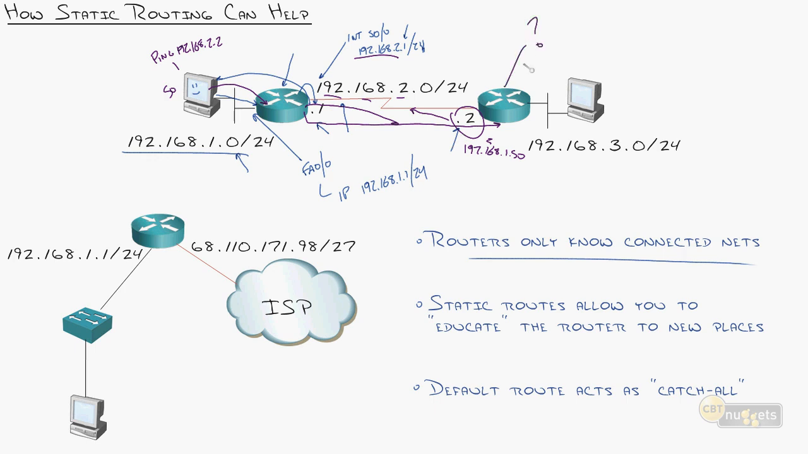He's like, I don't know how to reach 192.168.1.50. Matter of fact, I don't know how to reach 192.168.1.anything. I'm looking at my routing table and there's nothing there. Now, you and I are looking at this picture and you're like, really? Come on.